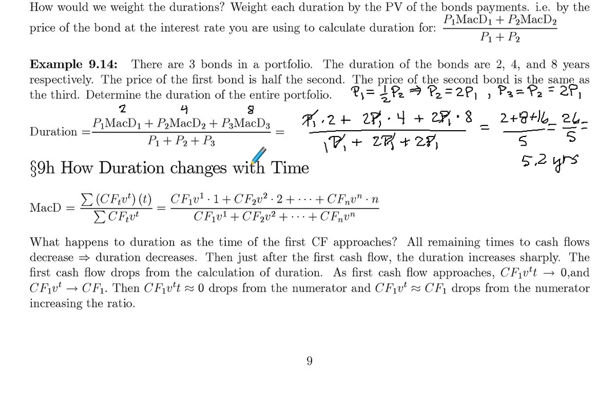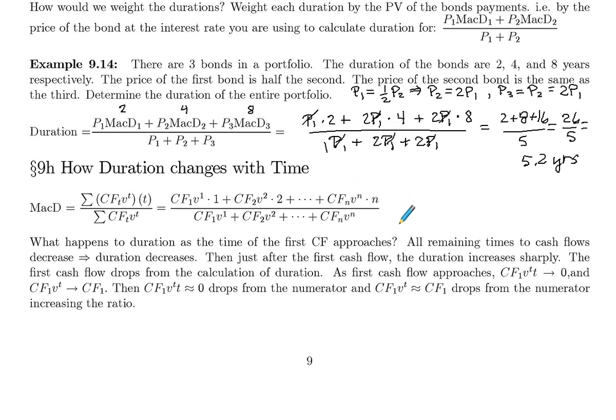Now to finish up here, I want to finish up the first part of Chapter 9. I want to look at how duration changes with time. So if we write out what Macaulay duration is, it's the first cash flow times v to the first times 1. This is if you're at time 0. Plus second cash flow v squared times 2 all the way up to the last cash flow at time n, v to the n times n. And then you're dividing by the sum of the present values of the cash flows.